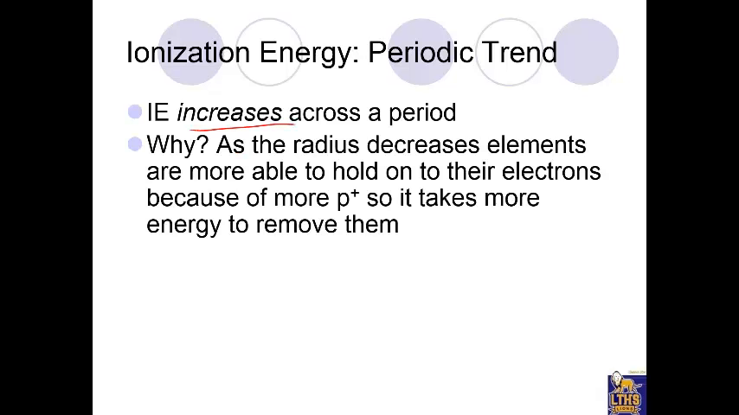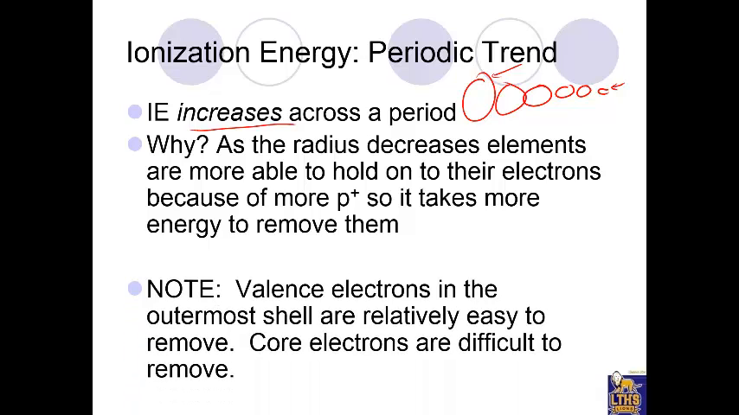Why? The atoms are getting smaller going across, right? So if you try to take the outer electrons from this atom, it's going to take a lot more energy than trying to take the outer electrons from that atom. So as the radius gets smaller, elements are more able to hold on to their electrons because of the more protons in the nucleus. So it takes more energy to remove an electron from a smaller atom.